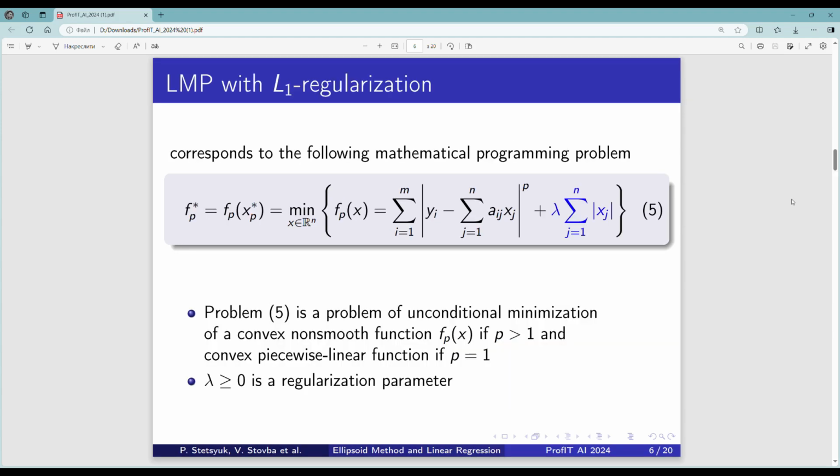We consider the problem in form of 5. This is the same LP form, but with some additional thing in the end, which is a regularization. It consists of two multipliers. The first one is lambda, which is greater or equal to 0. It is a regularization parameter, and the other multiplier here is the sum of absolute values of elements of vector x, which is going to balance our model.